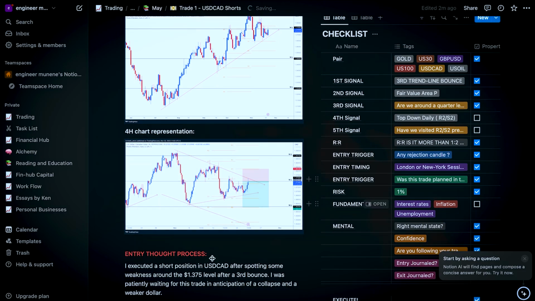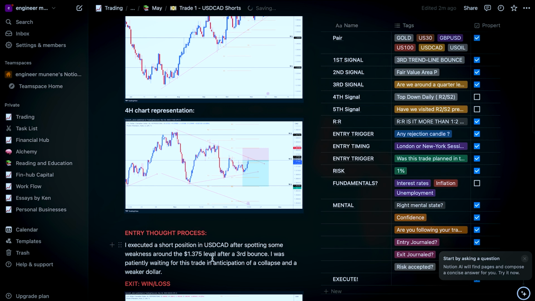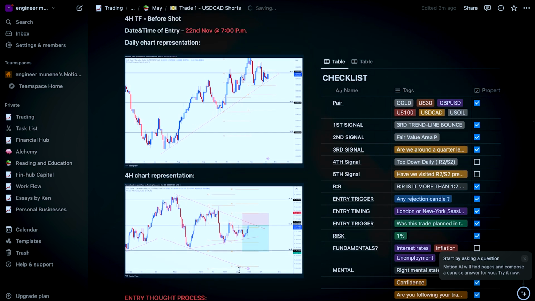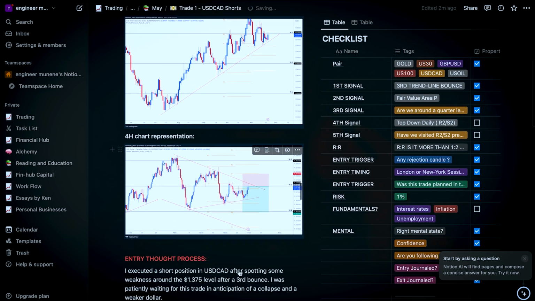And you can see I also note down my thought process. I executed a short position in USD CAD after spotting this. After this, I was patiently waiting for this. Okay, so that's my thought process for our journal. Then I have a checklist.